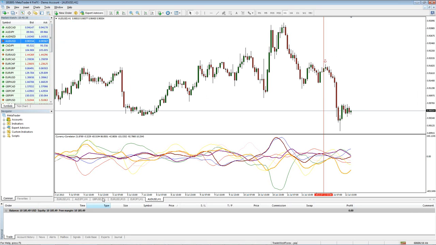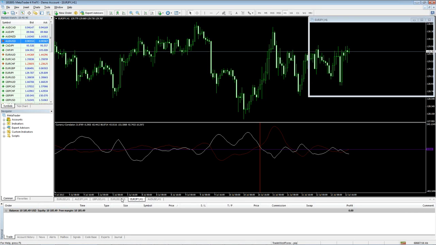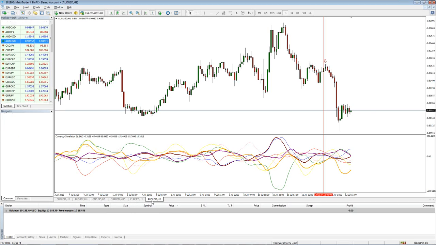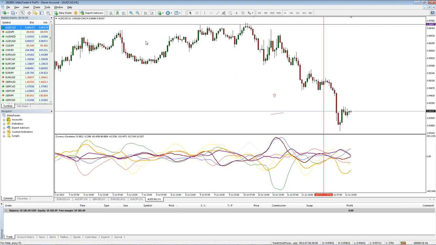Actually, let me get one of those currencies on here now. We could go with either one, the Euro Australia or Australia CAD. Let's take a look at the Australia CAD. Okay, there you go. Sell that pair.